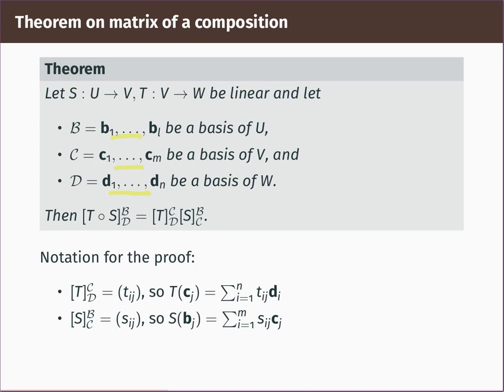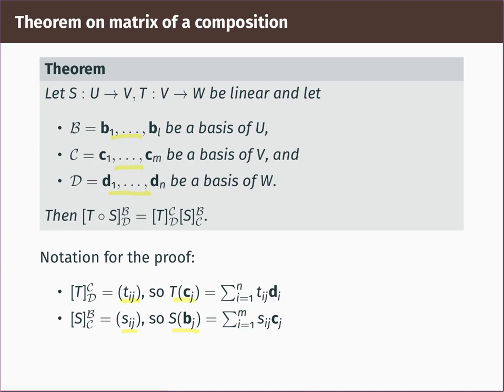We're going to give a proof of that, but before we give the proof we'll fix some notation. We will write lowercase t subscript ij for the ij entry of the matrix of T with respect to the initial basis C and final basis D. What that means is that if you do T to the jth basis element from C, then that is equal to the sum from i equals 1 to n of t subscript ij times D_i. Equally, we will write s_ij for the ij entry of the matrix of S with respect to initial basis B and final basis C, and what that means is that if you do S to the basis element B subscript j, then that is the sum from i equals 1 to m of s_ij times C_i.